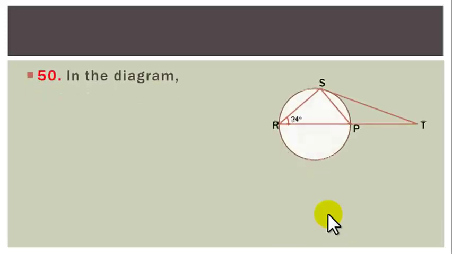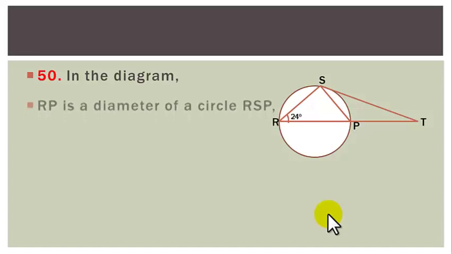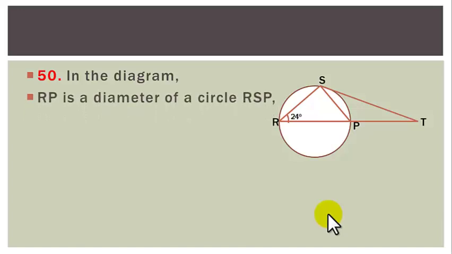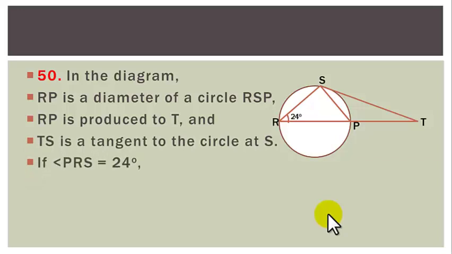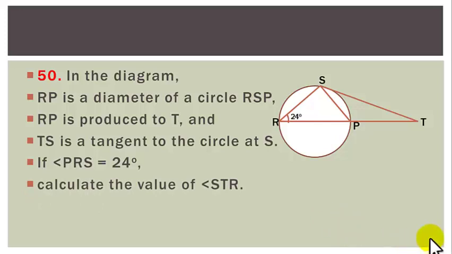Question number 50. In this diagram, RP is a diameter of a circle RSP. RP is produced to T, and TS is a tangent to the circle at S. If angle PRS is equal to 24 degrees, calculate the value of angle STR. That is, we have to calculate the value of this angle.